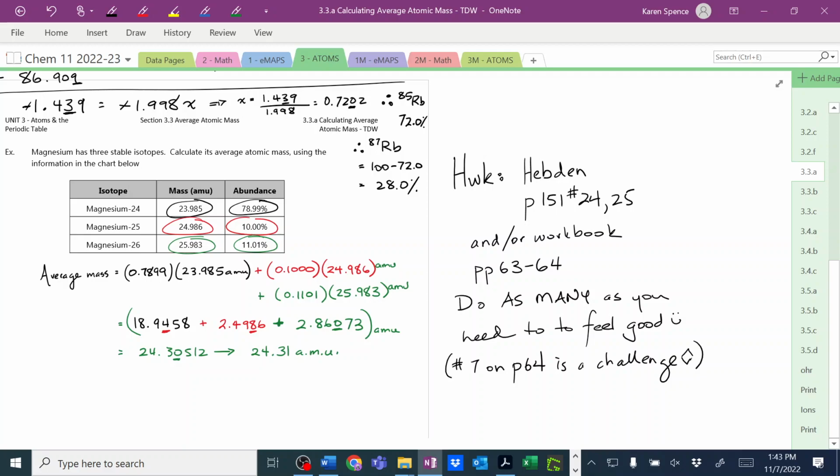Molar mass with a mixture, so that would be the average. Yes. Oh, I should have said that, Matthew.